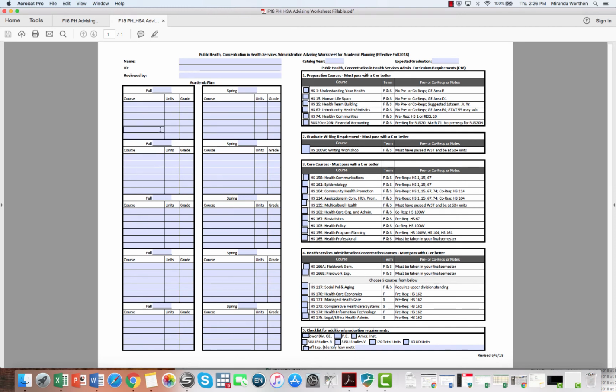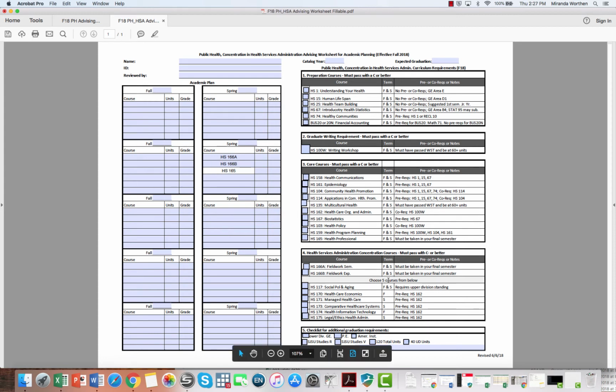So once you have a sense of when that is, let's say you're a transfer student hoping to graduate in 4 semesters, so that would be here. And so you could put in HS 166A and HS 166B, kind of work it backwards. 165 is also a class that you take in your final semester, so I can put that there.